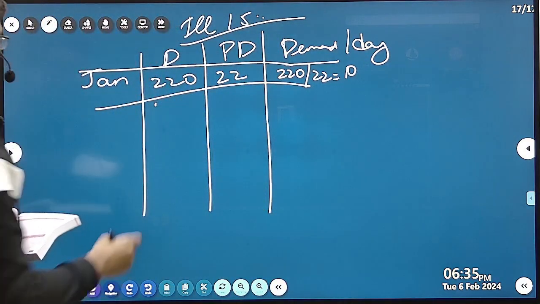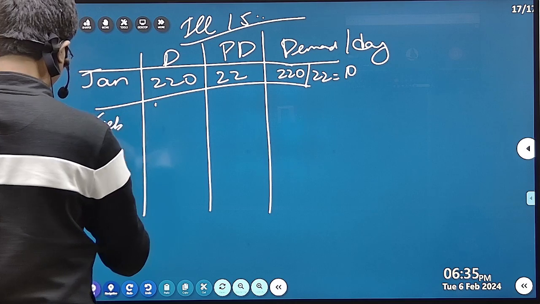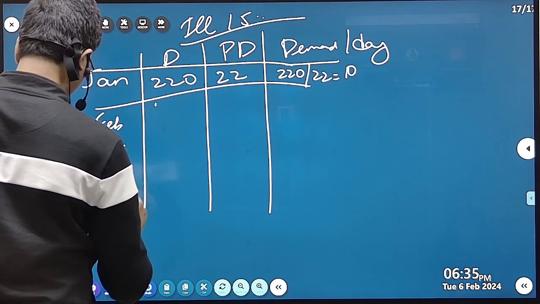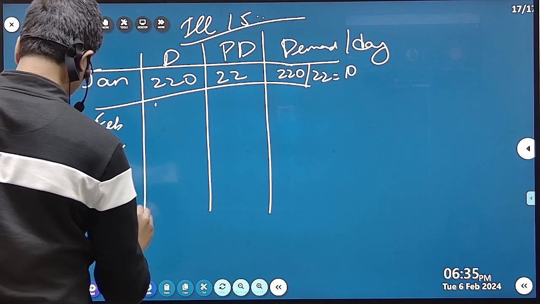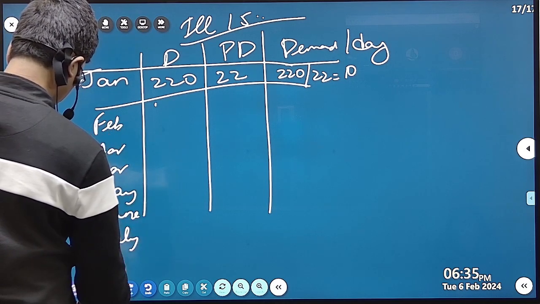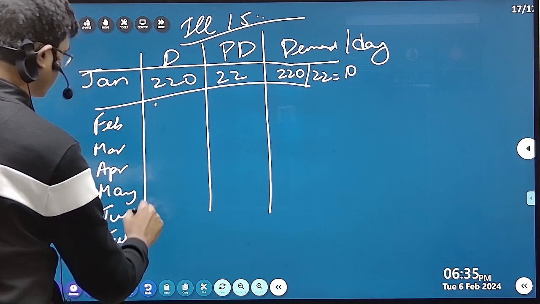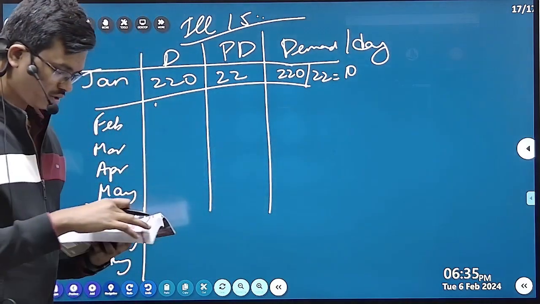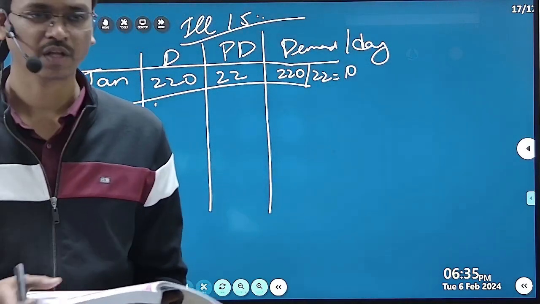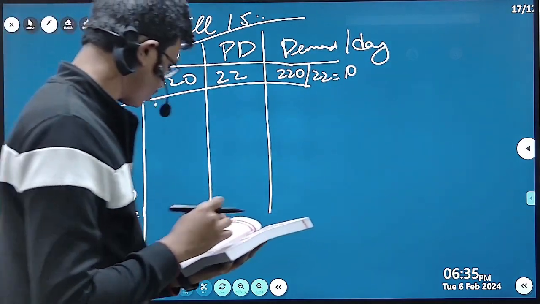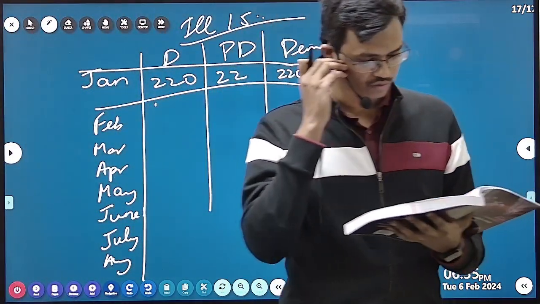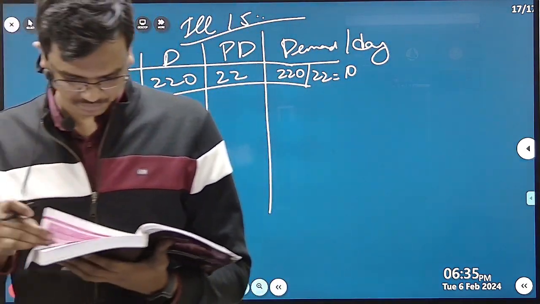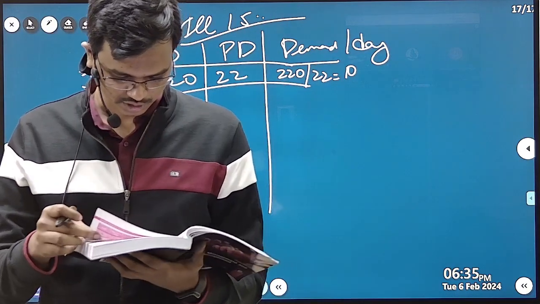Similarly for all the other months, Feb, March, April, May, June, July, August up to December, you can do that. So that is your daily demand requirements. If you see, from Feb onwards you have 5, 10, 18. That is your daily demand requirement.